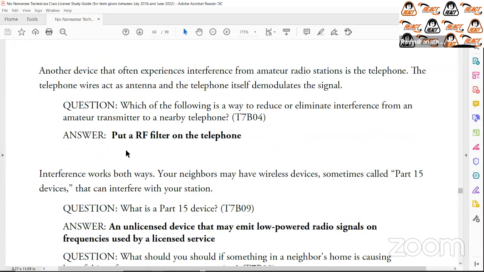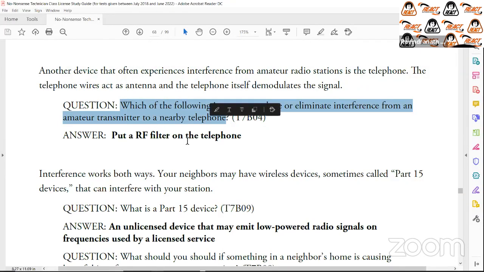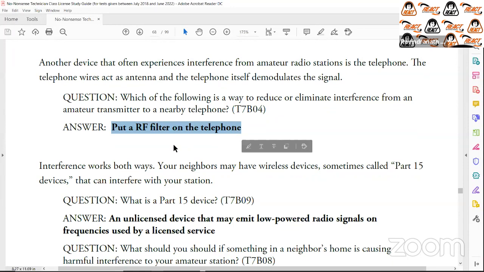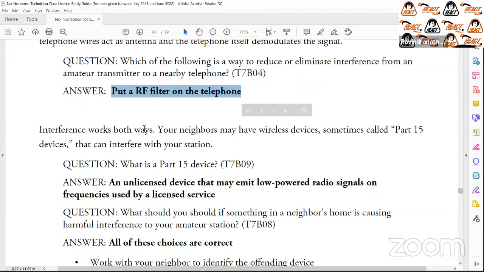All right, so we're going through these questions pretty quickly because we dealt with all of the theory in the slide deck. Which of the following is a way to reduce or eliminate interference from an amateur transmitter to a nearby telephone? In other words, the amateur radio is causing interference to the telephone. How can you reduce that? You can put an RF, or radio frequency, filter on the telephone, and that could reduce the interference from the amateur transmitter. All right, so filters are an answer to the problem.